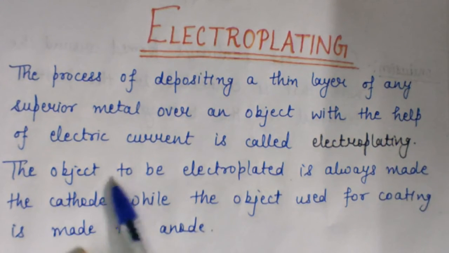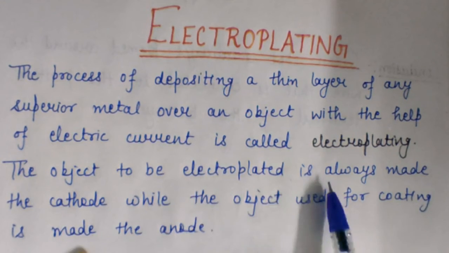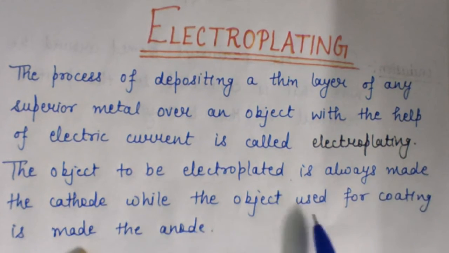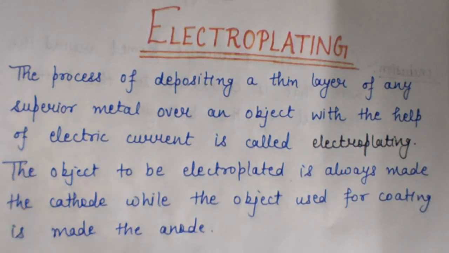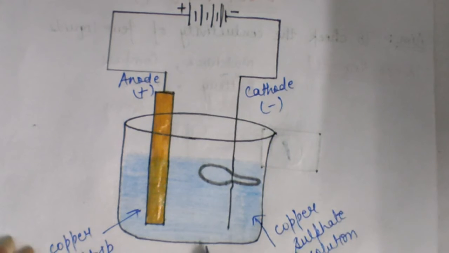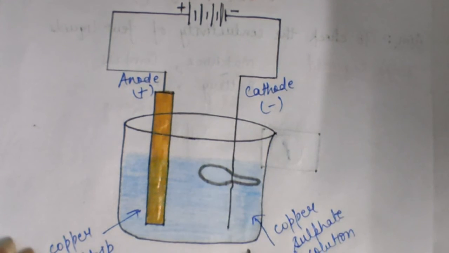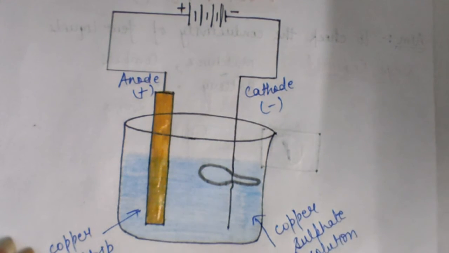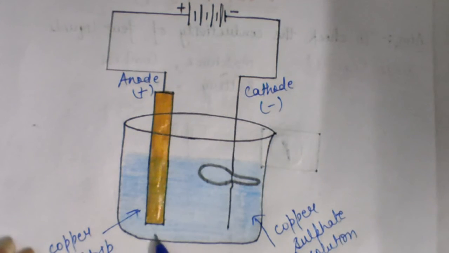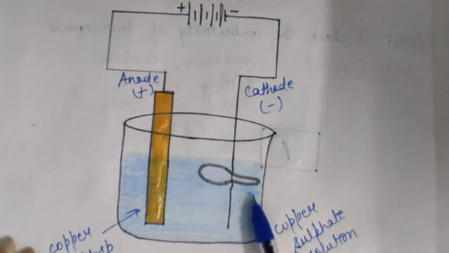And the object that is to be electroplated is always made the cathode, while the object used for coating is made the anode. You can draw this diagram to explain the process of electroplating and write the complete procedure of how we can deposit a thin layer of metal over another material, like over this spoon.